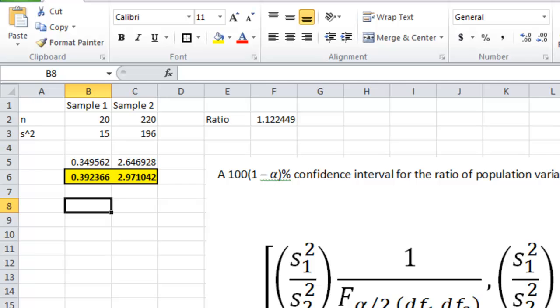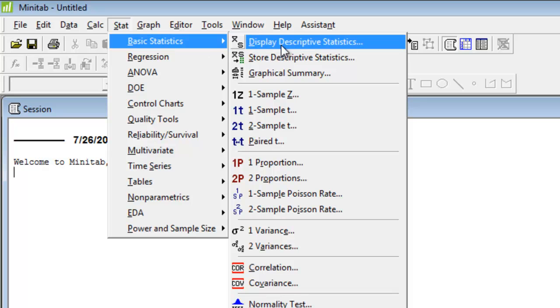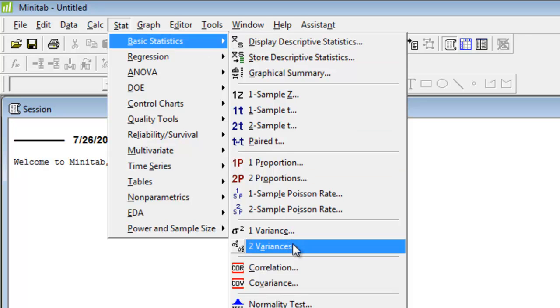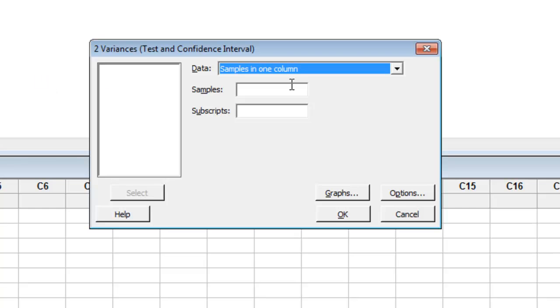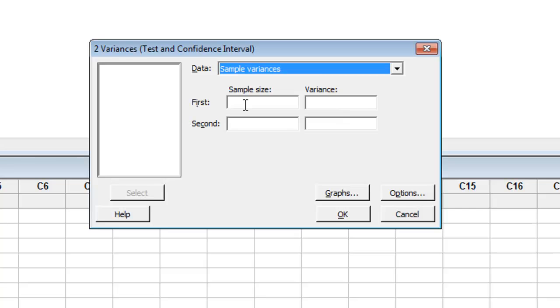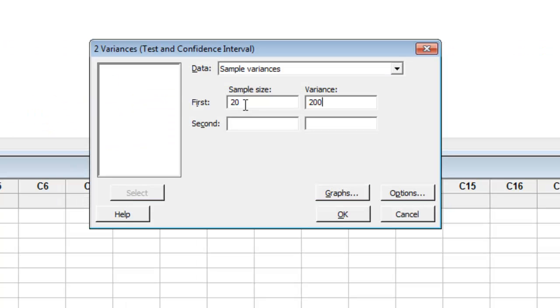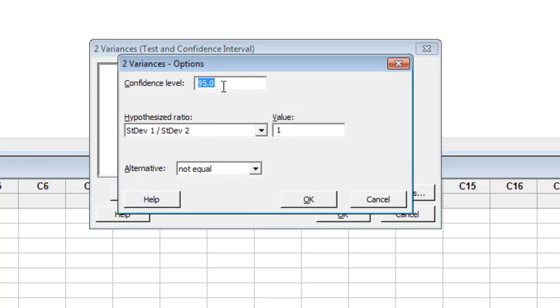The other way you can do this is to go into Minitab and go to Stat, Basic Statistics, and then two variances. Then we have sample variances, which is the last option. The sample size for the first was 20, and the sample variance was 220. For the second, 15 and 196 for the sample variance. Options, 95%. Standard deviation of 1 over the other one is fine.